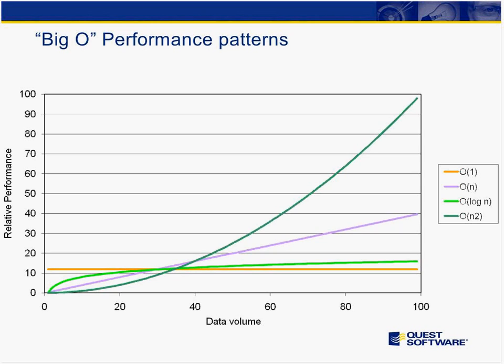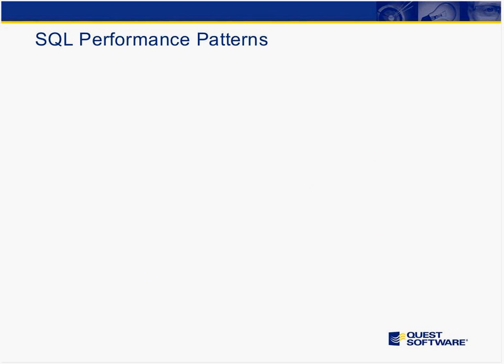Logarithmic means that when you start out, things get a lot slower initially, then you sort of level out, and then you don't get very much increase once you get to some level of performance. And last is exponential, where our performance is going down at an increasing rate as we add data volume. So that's the one scenario that we want to be most worried about.